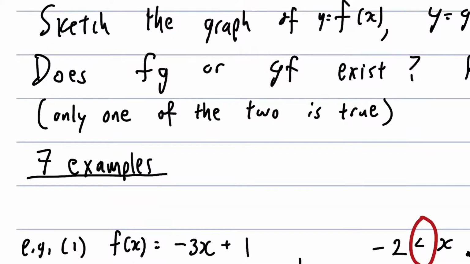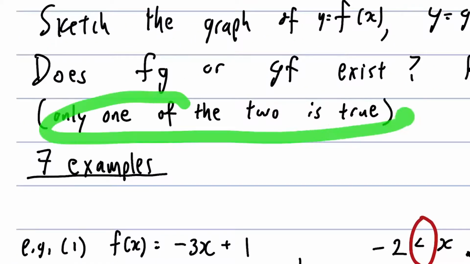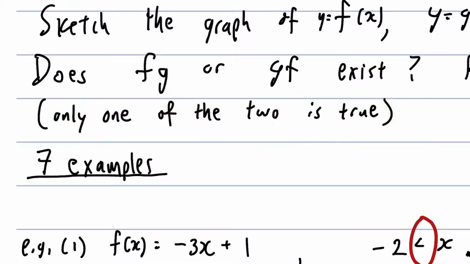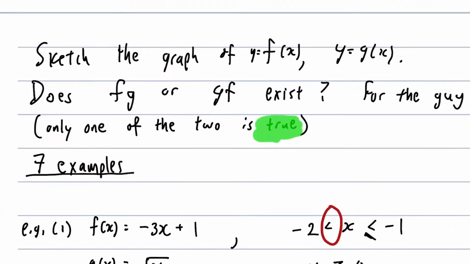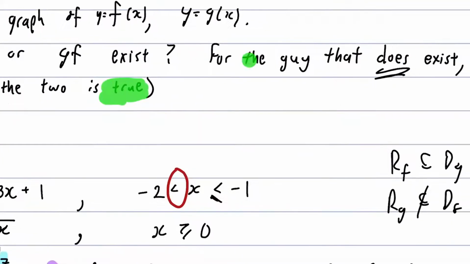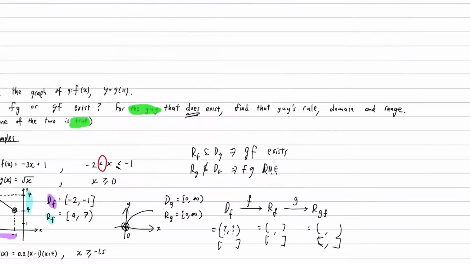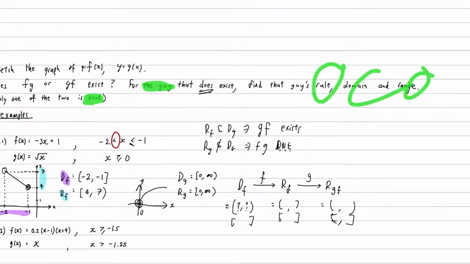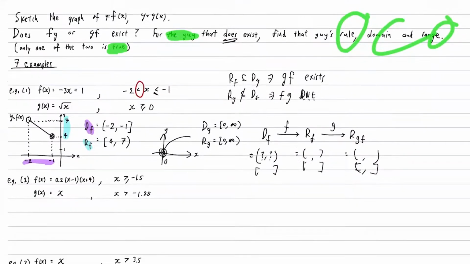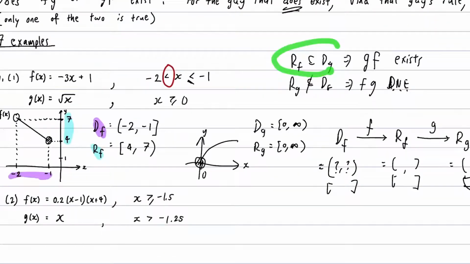There are two, and for the one that is true, the one that does exist, you want to find the rule, domain, and range. Okay, so now let's take a look. Which one? Is RF a subset of DG, or is RG a subset of DF? Let's check this one first.